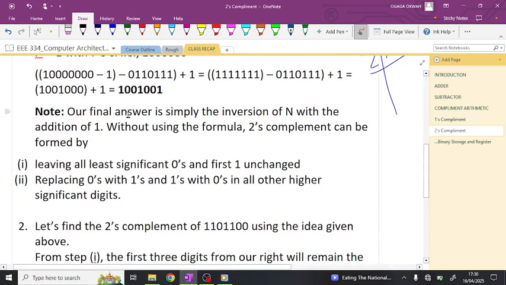So note, our final answer is simply the inversion of n. Like we said, that inversion of n is 1's complement. When you add 1 to it, that's 2's complement. Without using the formula, 2's complement can be formed by leaving all the least significant zeros and the first one unchanged, replacing zeros with 1's and 1's with zeros in all other higher significant digits.